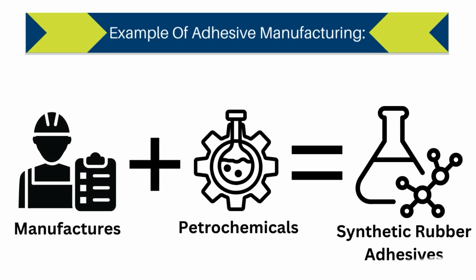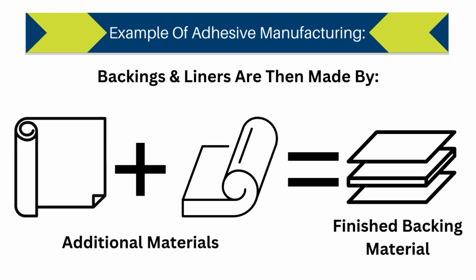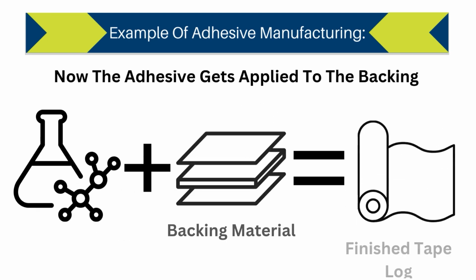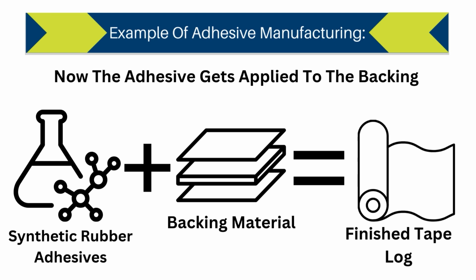One example of adhesive manufacturing is the creation of polyethylene tape. The process begins with manufacturers purchasing petrochemicals to create synthetic rubber adhesives. Additional materials like those for backings and liners are processed and combined. Large-scale machinery then applies the adhesive to a polyethylene backing, resulting in massive tape logs, often referred to as jumbo rolls. These jumbo logs are typically sold to converters who are able to convert them into individual parts for the end application.